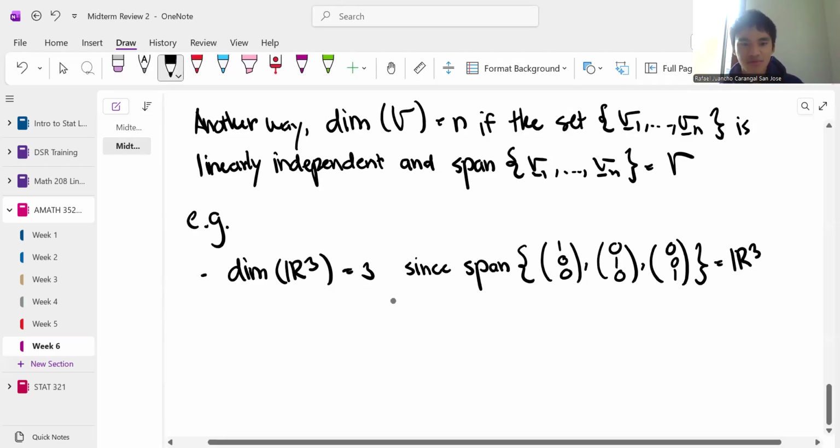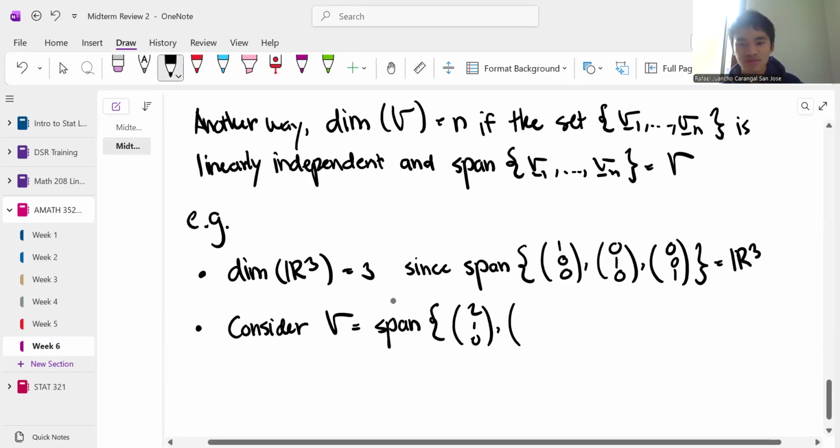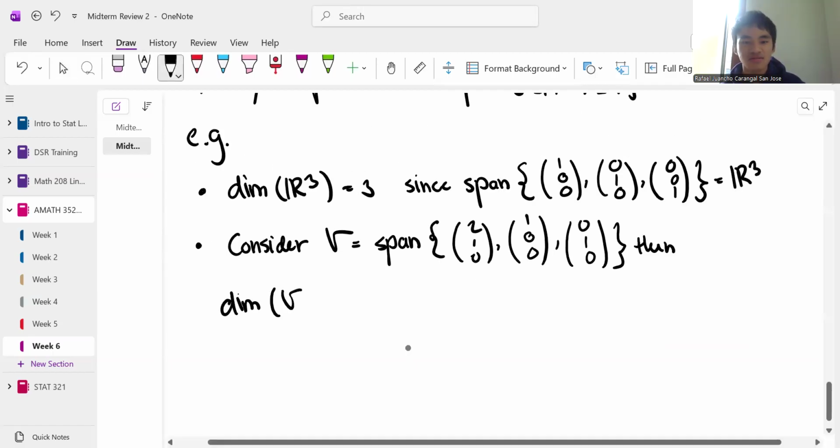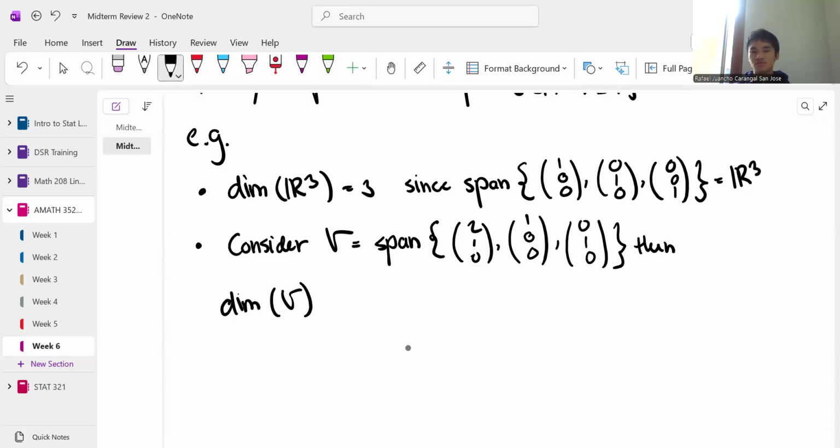Okay, let's keep doing something else here. Let's consider subspace V to be the span of these vectors here: 1, 0, 0, and 0, 1, 0. What in the world is this? What is the dimension of V? So again, we look: are these linearly independent? No.